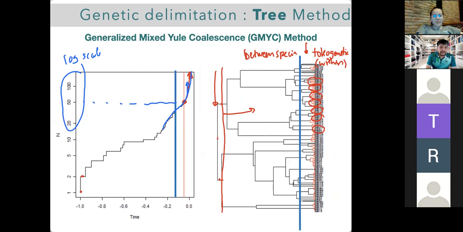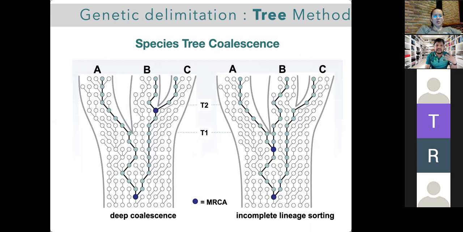The second type of method is called species tree coalescence. This is going to be a bit more convoluted, because of how they do this. The word coalesce means come together.